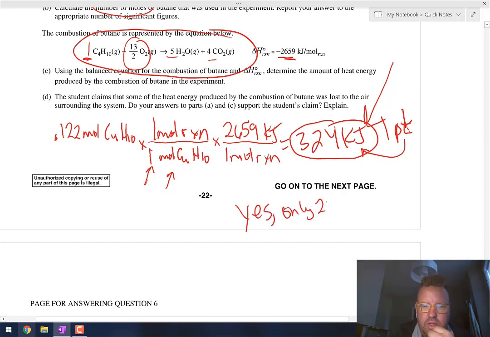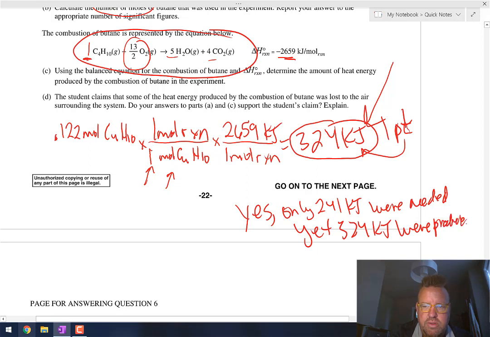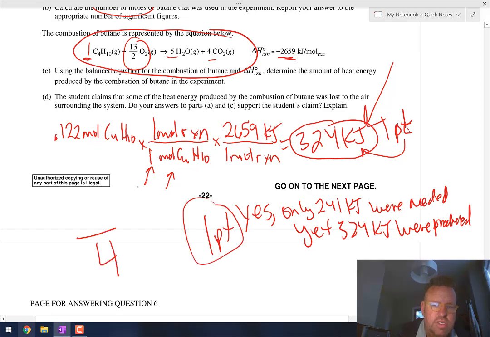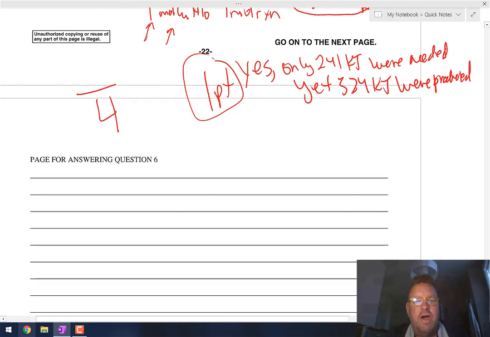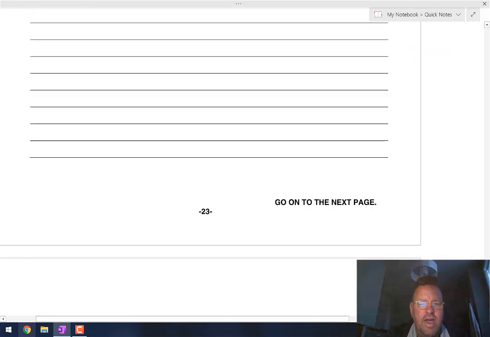And how would you explain that? Because only 241 kilojoules were needed, yet 324 kilojoules were produced. Okay, and that's also a 1-point response. Again, this question did have 4 parts, each of them worth 1 point each. So give yourself a score out of 4 on that one.